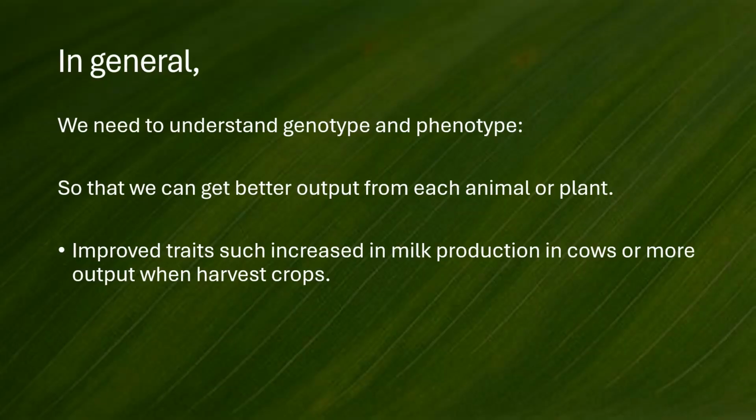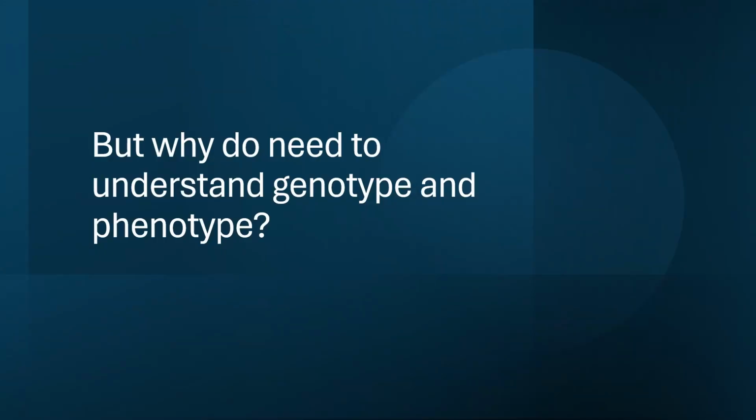In general, we need to understand genotype and phenotype so that we can get better output from each animal or plant. This is so that we can get improved traits such as increased milk production in cows or more output when we harvest crops. But why do we need to understand genotype and phenotype if that's the only thing we need to know? Like, we did the equation, but why do we need to do genotype and phenotype?